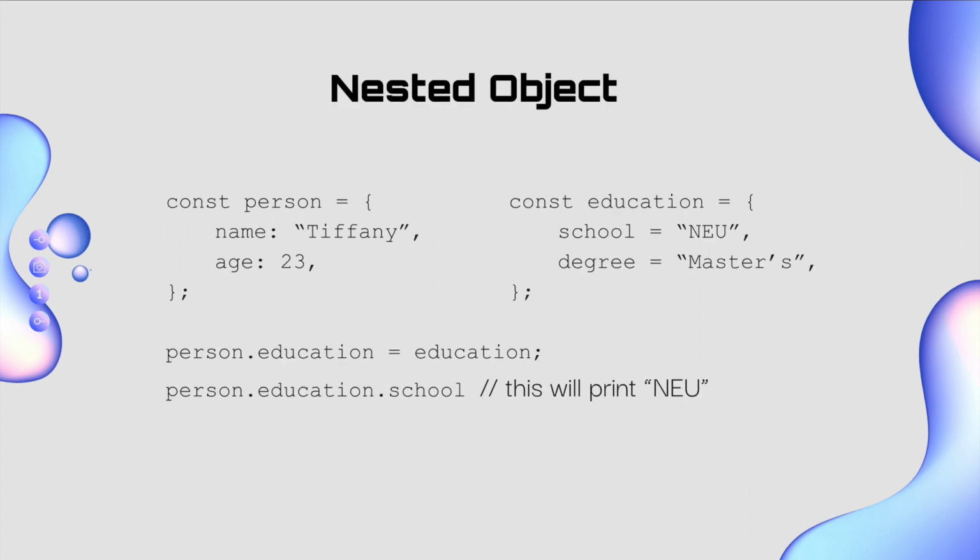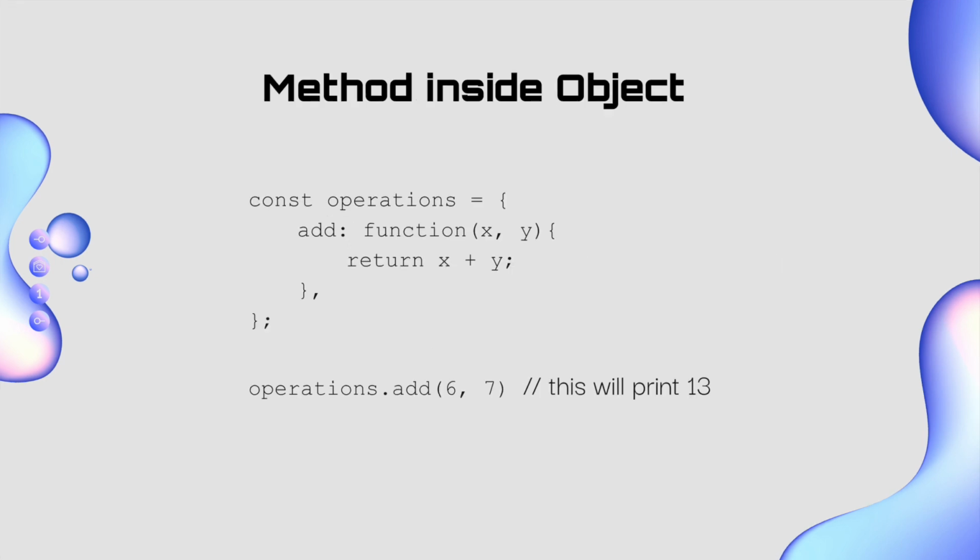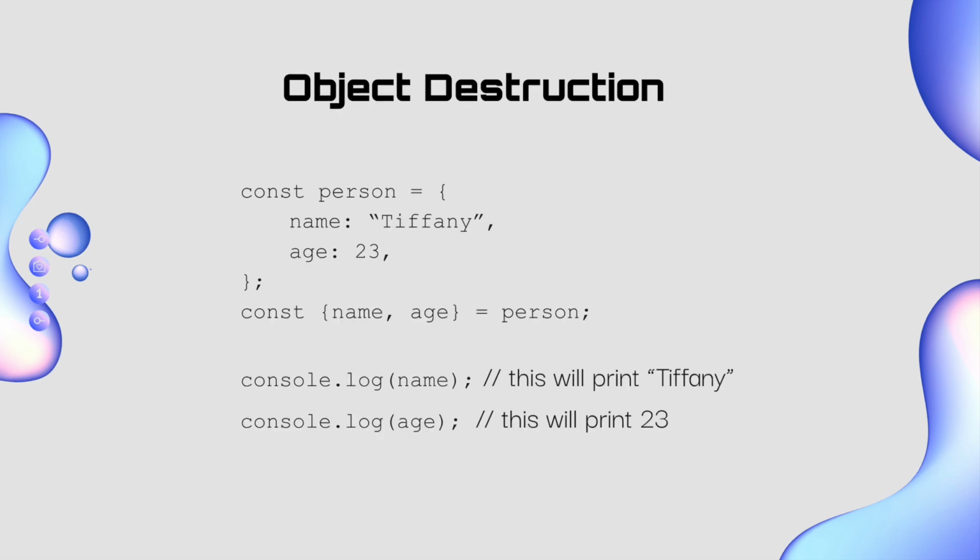The value of an object can be of any type, so there could be a nested object where an object has another object as one of its values. And objects can also have methods as their property values. By giving an add function to the object operations, you can easily do addition using the object. And finally, this is the syntax to destructure an object.